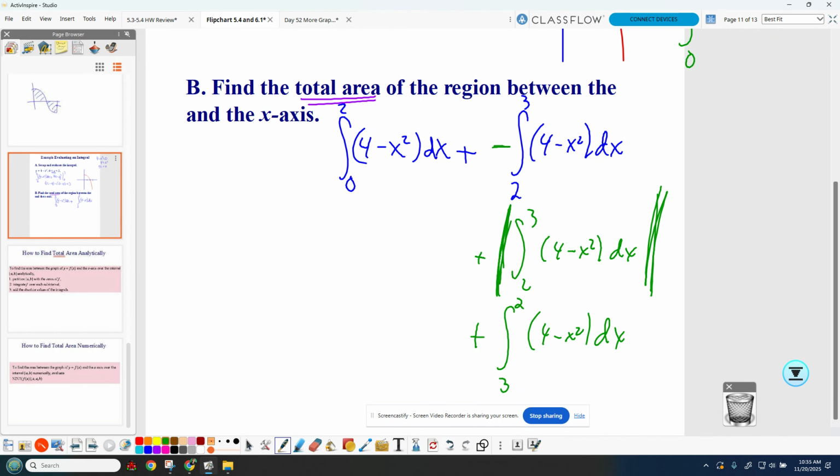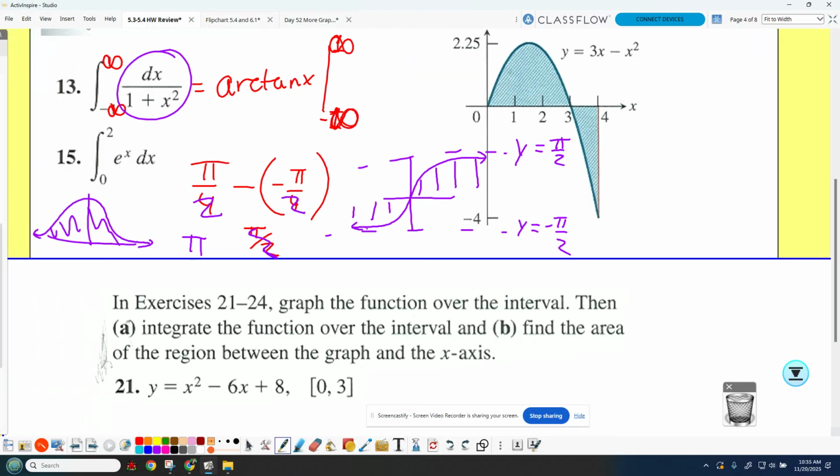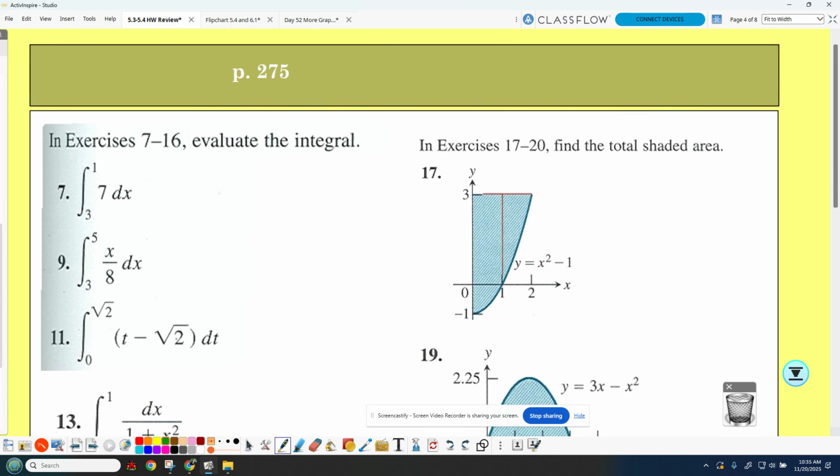All right, so if they are asking you total area, I don't know that you need to write this down, but find where the function is positive and where it starts to go negative. Find all the places where it was negative and do a separate integration for that. I'm not asking you to do it, but I want to process.